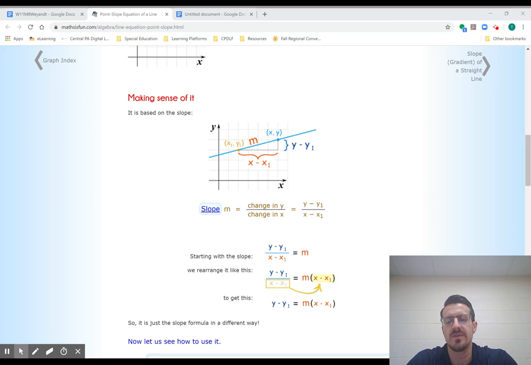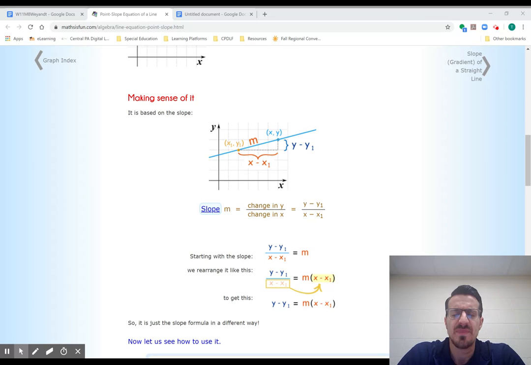So if I take y2 minus y1, I'm going to take 4 minus 3 and 6 minus 2. And what that's going to give me is 4 minus 3 is 1, 6 minus 2 is 4. So it says my slope is 1 over 4.